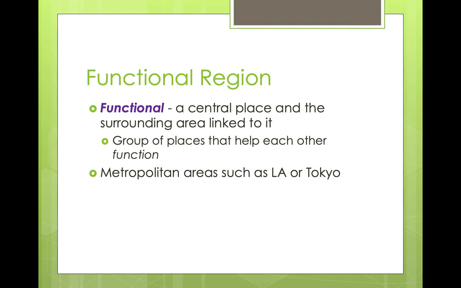Functional regions is a central place and the surrounding area linked to it. So it's a group of places that help each other function. So the area around LA or the area around Tokyo, the area around Chicago helps it function. Chicago wouldn't be a big booming city if all those suburbs around it didn't come into Chicago to do business, to shop, for tourism, things like that.